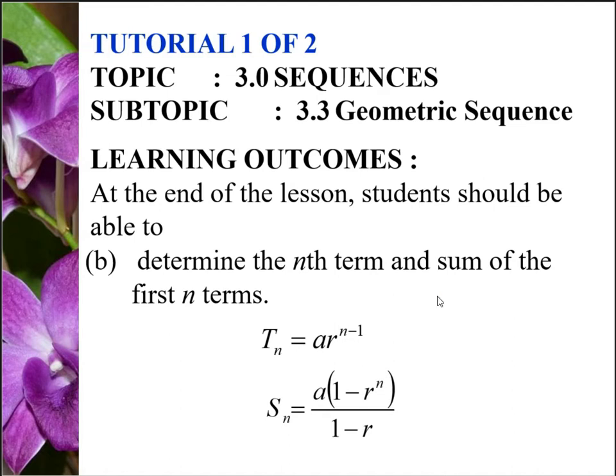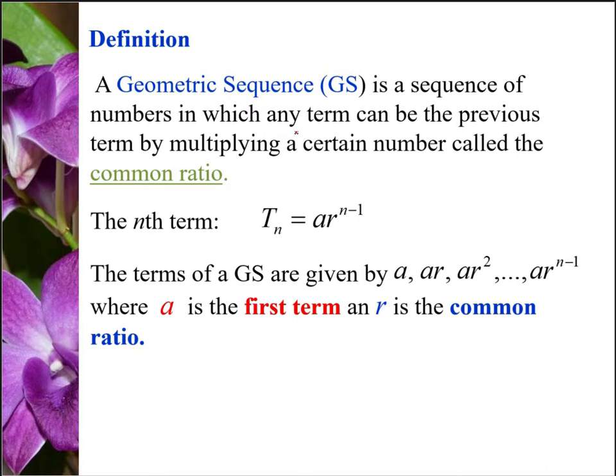Hi, in today's lesson, we are going to learn about geometric sequence. We will determine the nth term and the sum of the first n terms. A geometric sequence is a sequence of numbers in which any term can be obtained from the previous term by multiplying by a certain number called the common ratio. The common ratio is this R. A is what we call the first term.